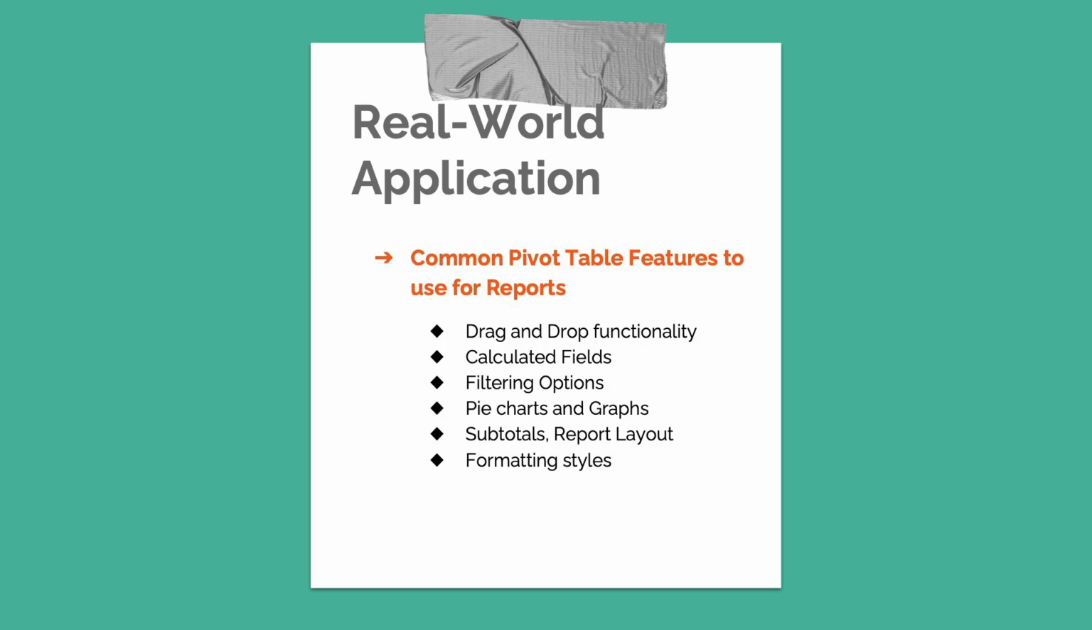Pivot tables come with a variety of features that make reporting easier and more effective. Some of the most commonly used features include: drag and drop functionality, quickly customize the layout of your data. Calculated fields, perform advanced calculations directly within the pivot table. Filtering options, focus on specific data by applying filters. Pie charts and graphs, create visual representations of your data in just a few clicks. Subtotals and report layouts, summarize data effectively with customizable layouts. Formatting styles, enhance readability and presentation with built-in styles.